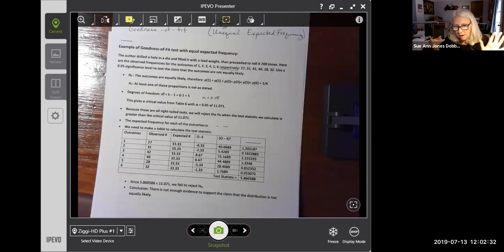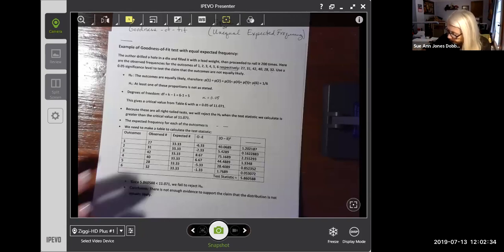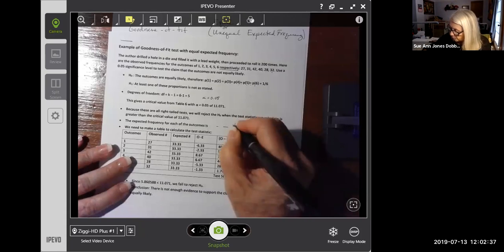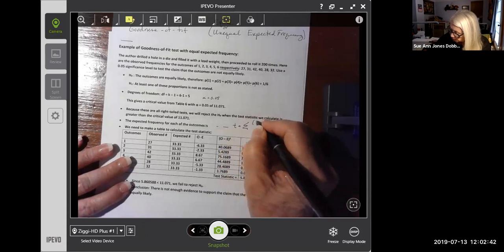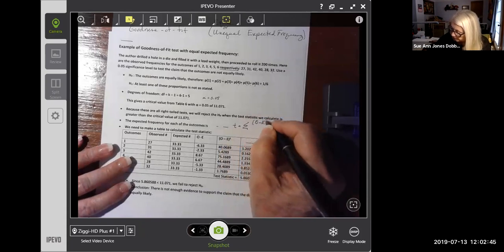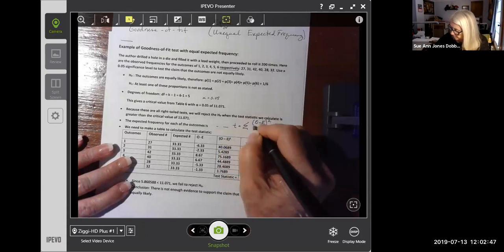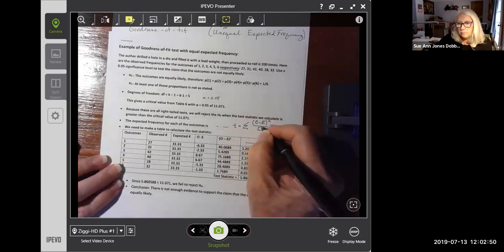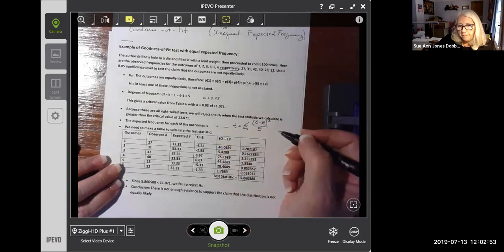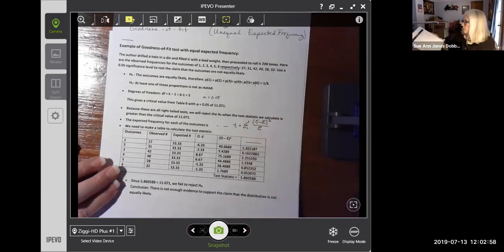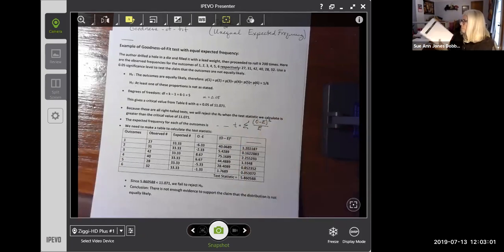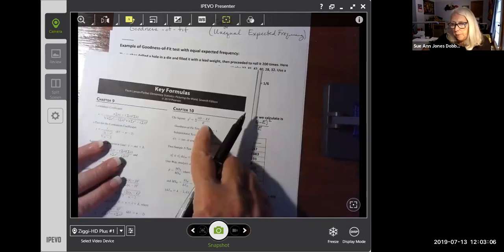Okay, so this is not magic. The value of the test statistic is equal to the sum of observed minus expected squared divided by expected. And incidentally, this formula is, of course, in your key formulas handout or pullout.